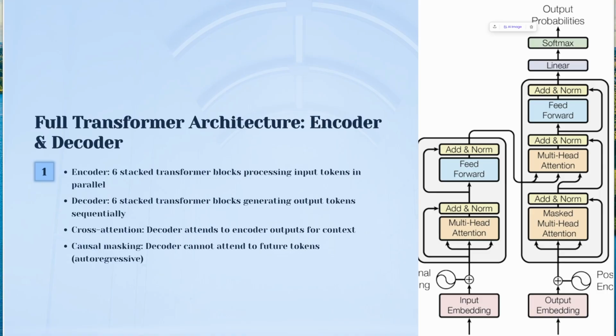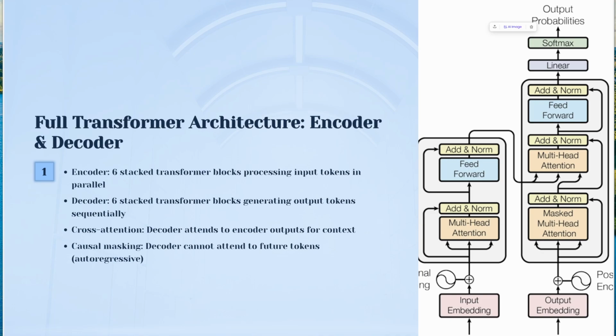Okay, now let's summarize it. Now that we've looked at all the blocks, the encoder basically reads and understands the input sequence in parallel, and the decoder generates the output sequence step by step. Cross attention is the one connecting the two, allowing the decoder to use encoder context, and causal masking ensures autoregressive behavior. This encoder decoder structure is the foundation for many modern models, even though there are variants.